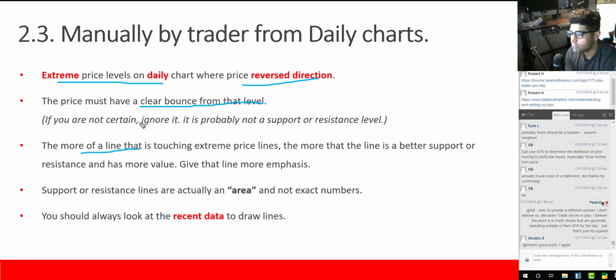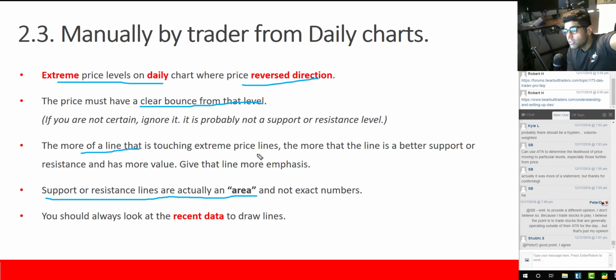The more a line touches those extreme prices, the better. It gives more value to the support, because it means that more other traders are also looking at the same thing. And remember, support and resistance are actually an area, not exact numbers. 5 or 10 cents, depending on the price of the stock, should give it. For a stock that is $2, 10 cents is a huge range. You probably want to have 1 or 2 cents.